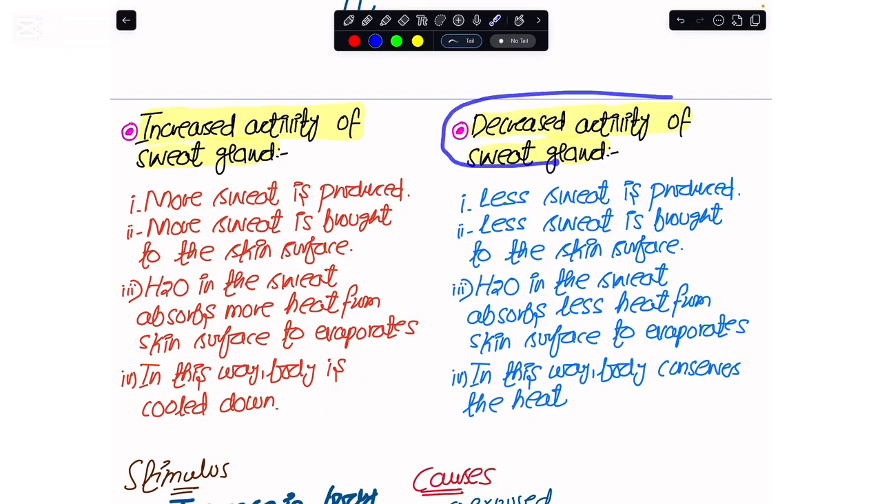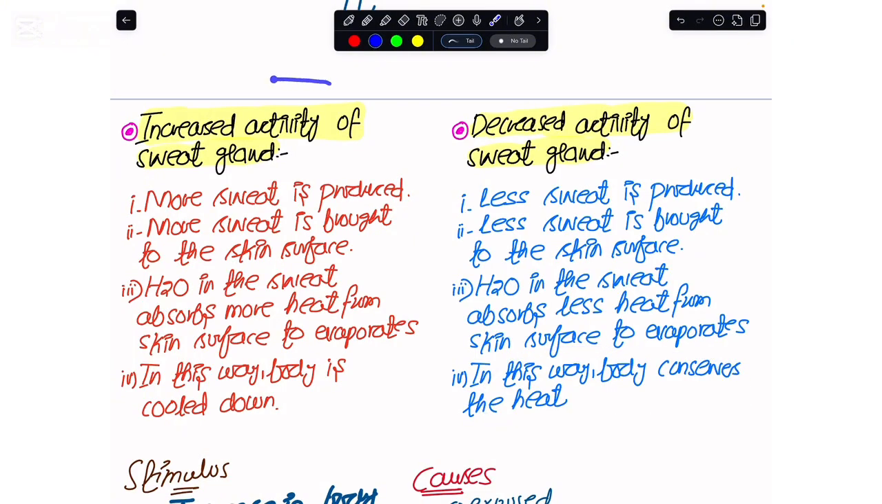On the other way around, when we have decreased activity of the sweat gland, less sweat is produced and less of it is brought to the skin surface, and less of the water evaporates from the skin surface, and in that it absorbs less heat from the skin. So in this way, our body tries to conserve the heat.